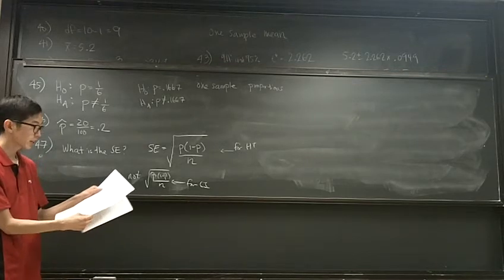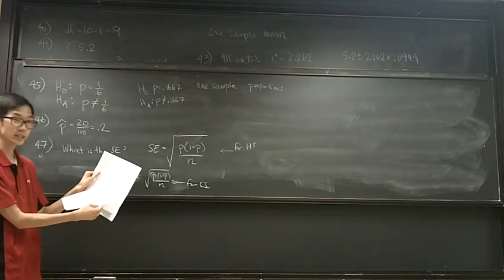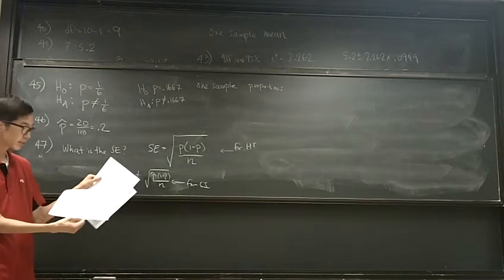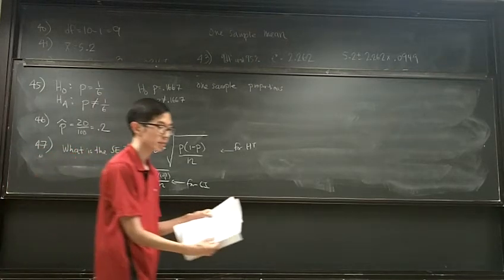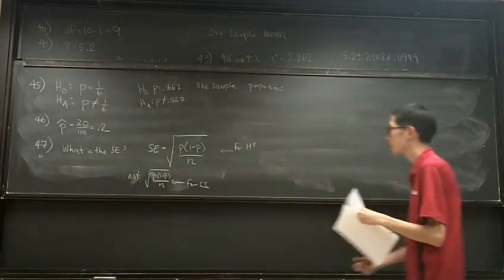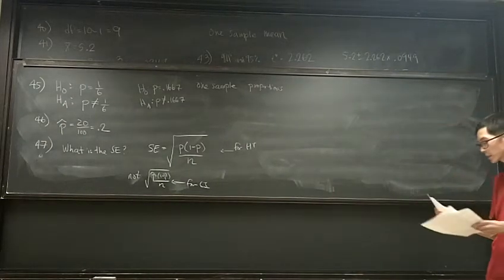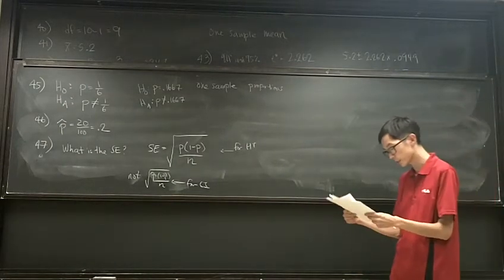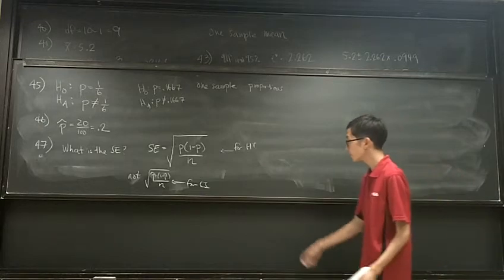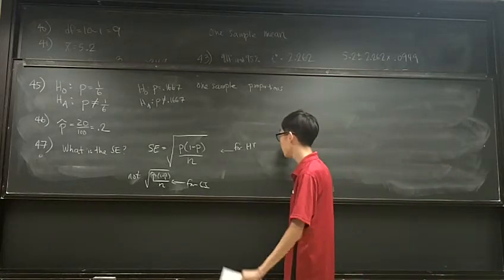Okay, I get it. On the practice final answer key, use the p. For the test statistic, it should be p. For the confidence interval, you use the p hats. So here we use the p, which is 1/6.